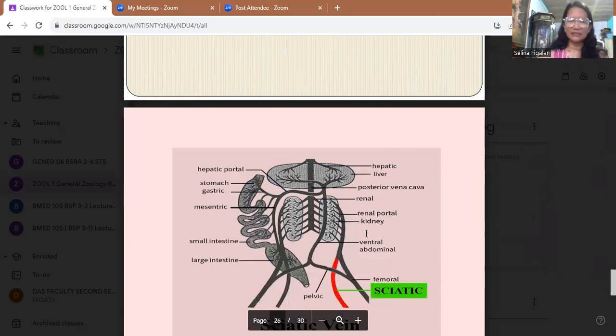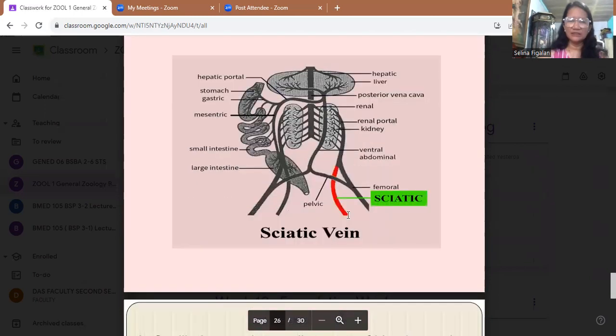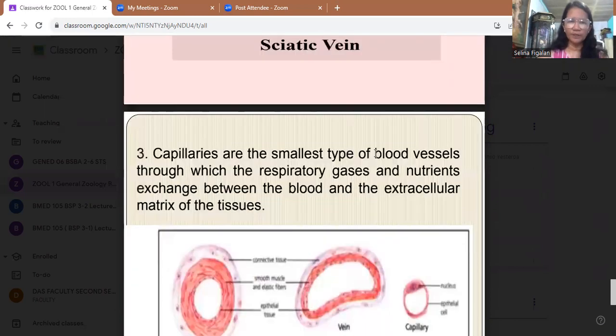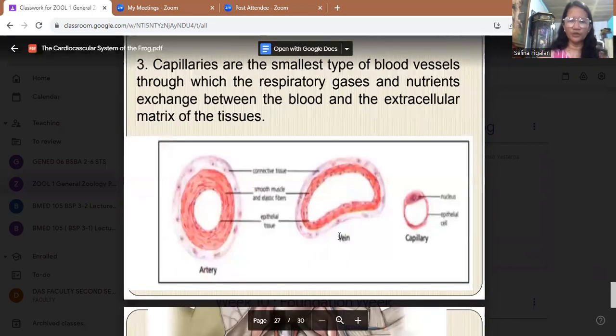Okay, this one is the sciatic vein. This one, the red one. Okay, red na naman ang ginamit dito, the red one. Okay, this one. Okay, this one is the portion for this going to the ventral, but this one is a part of the outer system. Capillaries. So ito yung nagjo-join between your artery and your vein. This one is your artery, and then the other one is your vein. Okay. And this one is the capillary, which is the smallest blood vessels.